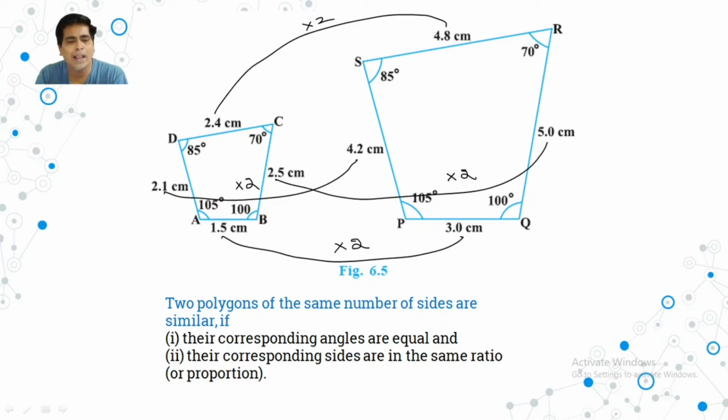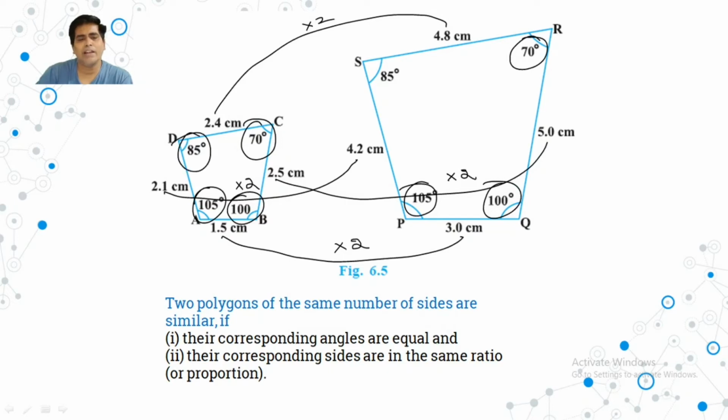What about the angles? Angle A is 105, and angle P is also 105. Angle B is 100, angle Q is 100. Angle C is 70, angle R is 70. Angle D is 85, angle S is also 85. So corresponding angles are equal.